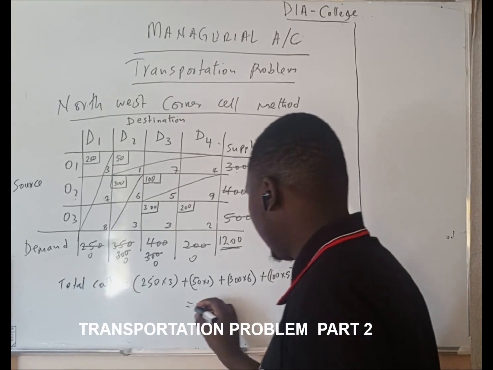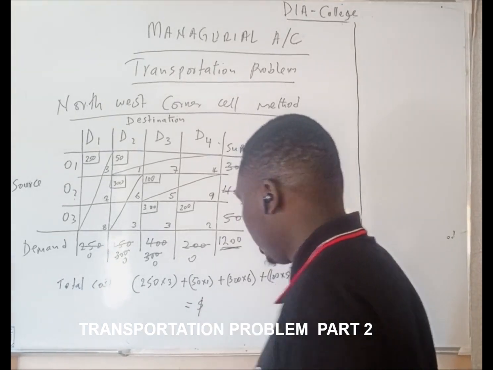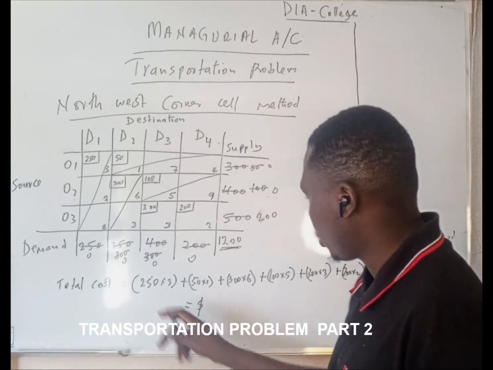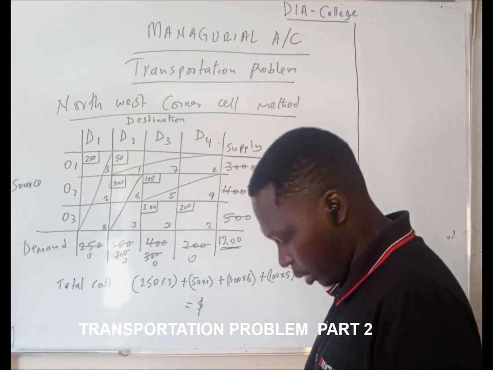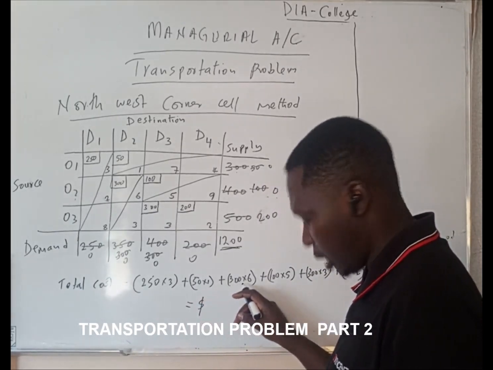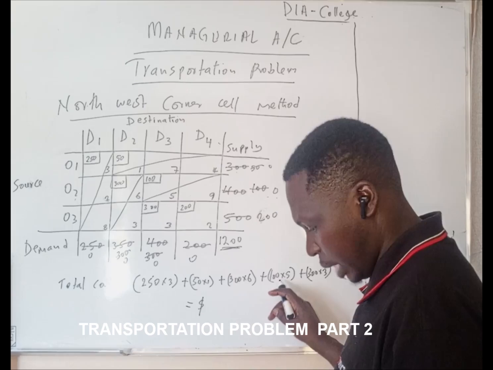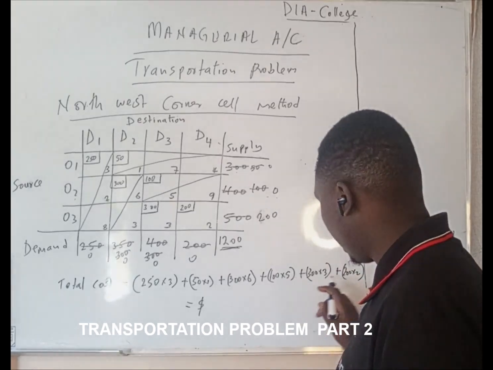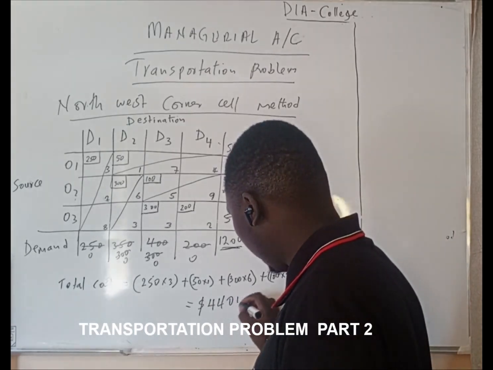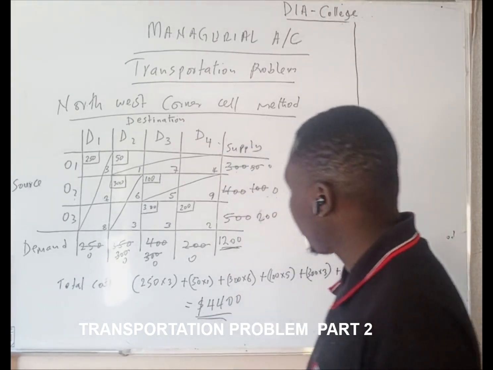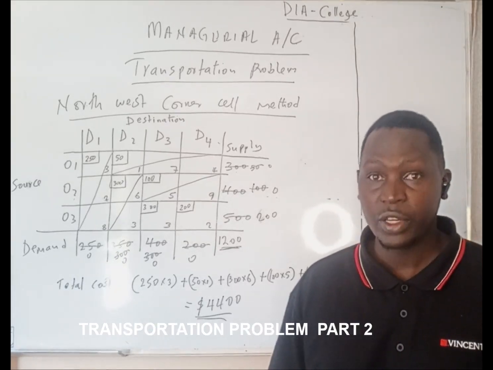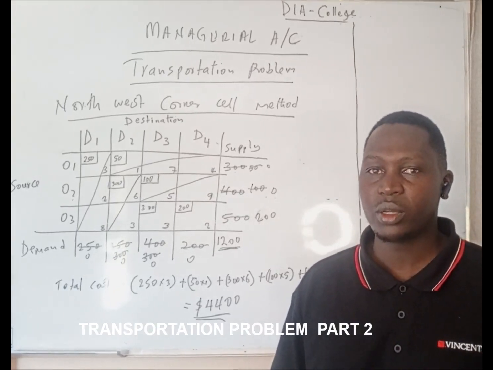So if you do the calculation, we are adding all these values: 250 times 3 plus 50 times 1, plus 300 by 6, plus 100 by 5, plus 300 by 3, and so on. This should give you a value like 4,400. So this is the total minimum cost of transportation using the northwest corner method. In our next video, we're going to see how to use the least cost cell method.